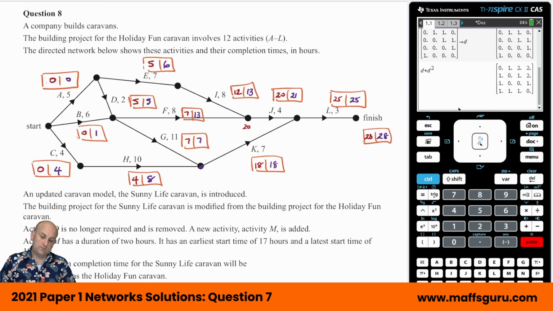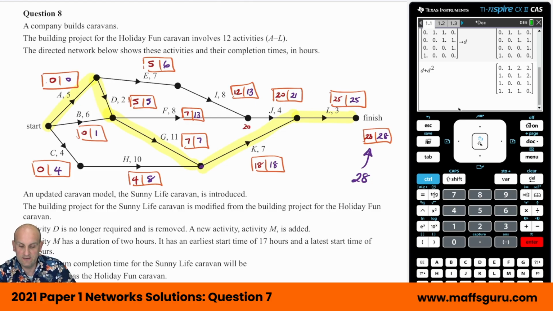And what we notice is we have our critical path, but that's not actually massively important at this moment in time. What we know is the original building is going to take 28 weeks to complete. Now, what they say is activity D is no longer required and is removed. Actually, I'm going to highlight my critical path because I did it for the solutions a moment ago. All right, so that was my critical path. That journey there gave me 28.